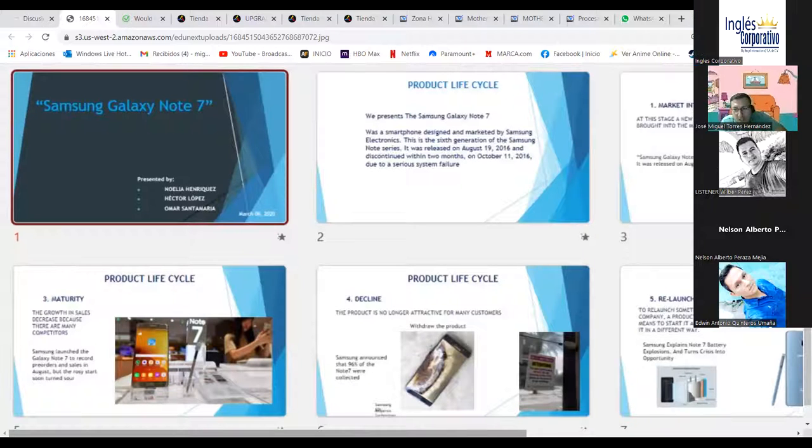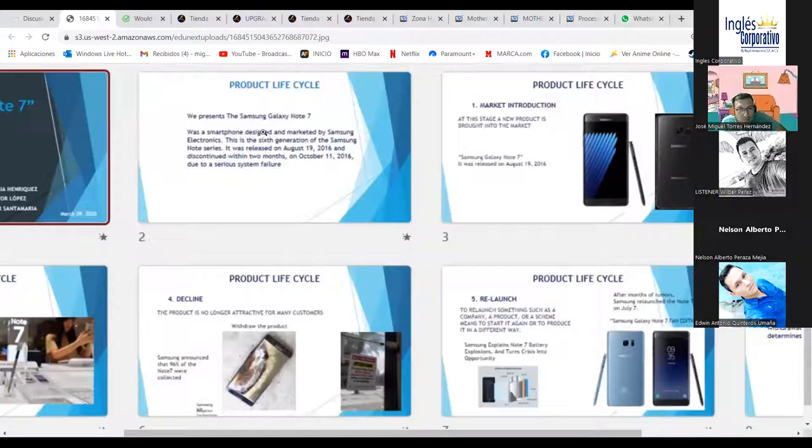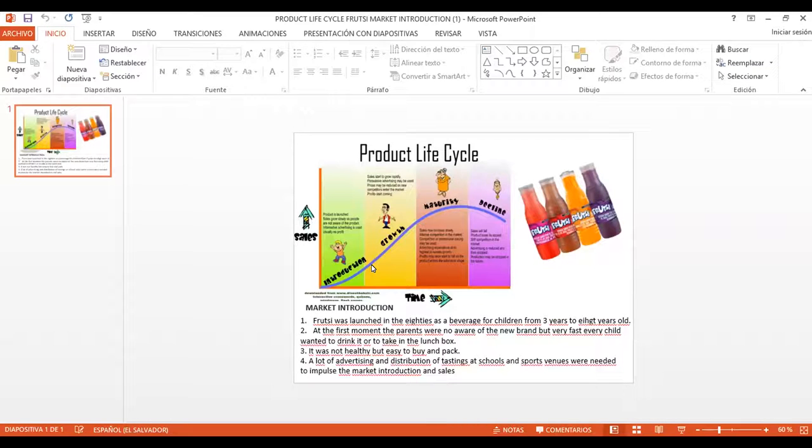This is what we have to do. With my cycle, we present the Samsung Galaxy, new competitors at the market.